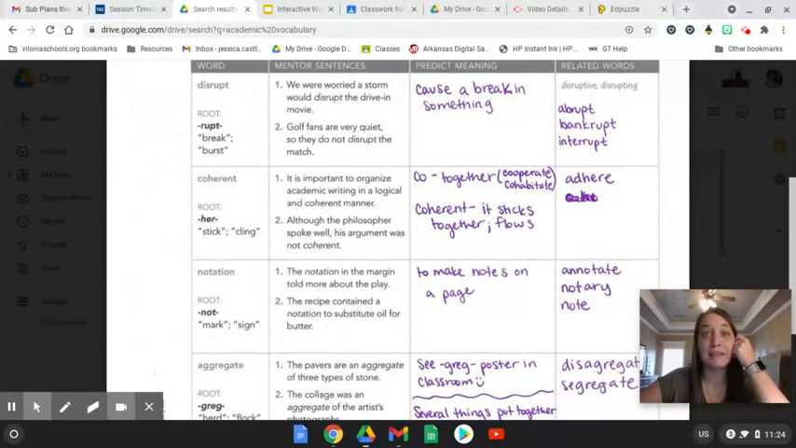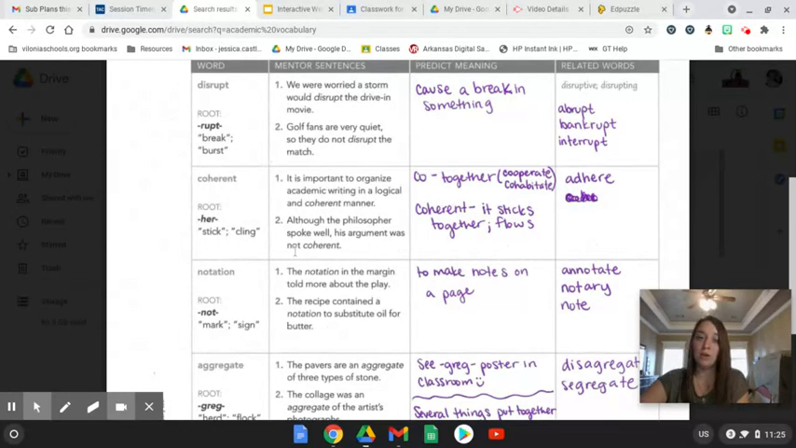Okay, so I'm going to test my hypothesis with these mentor sentences. It's important to organize academic writing in a logical and coherent manner. So in that case, a coherent manner would be like a way where things stick together. Maybe it flows. The word logical tells me like this should cause this, and that should also cause a flow. So I like that. Although the philosopher spoke well, so although is going to show me contrast, remember? So whatever is going to come next should be the opposite of speaking well. His argument was not coherent.